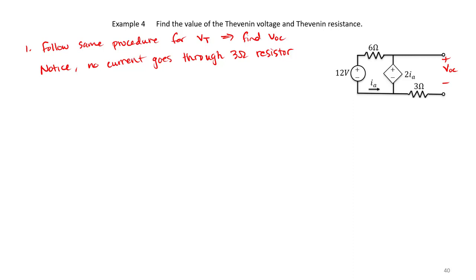And so in this case, if we want to find VOC, node analysis would be convenient once again, because we have a very convenient node up here for VOC. No current flows through there, so VOC would just be the difference between our top node and the bottom portion of our circuit. So let's go ahead and apply node analysis.